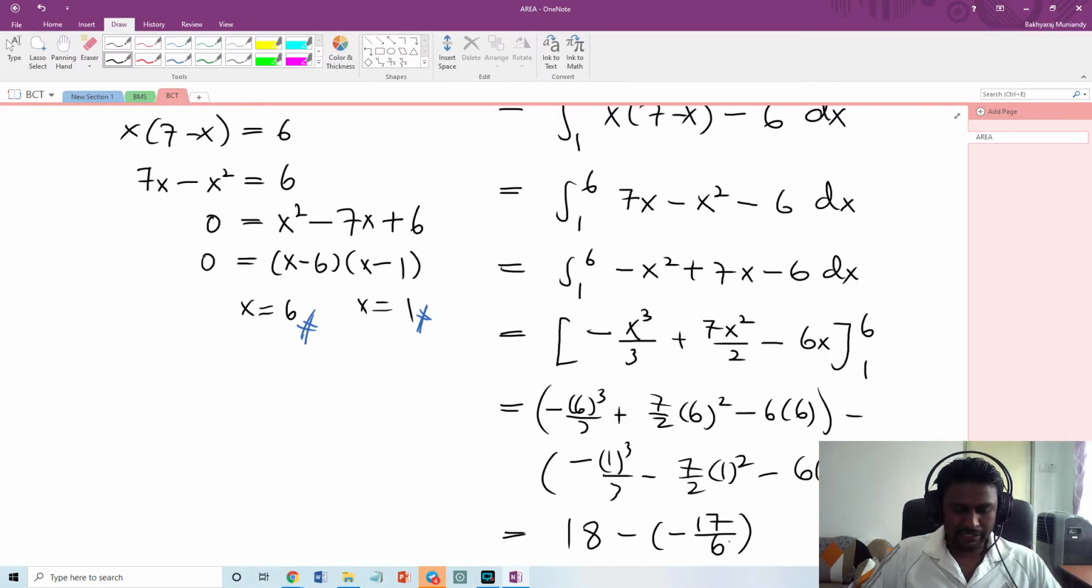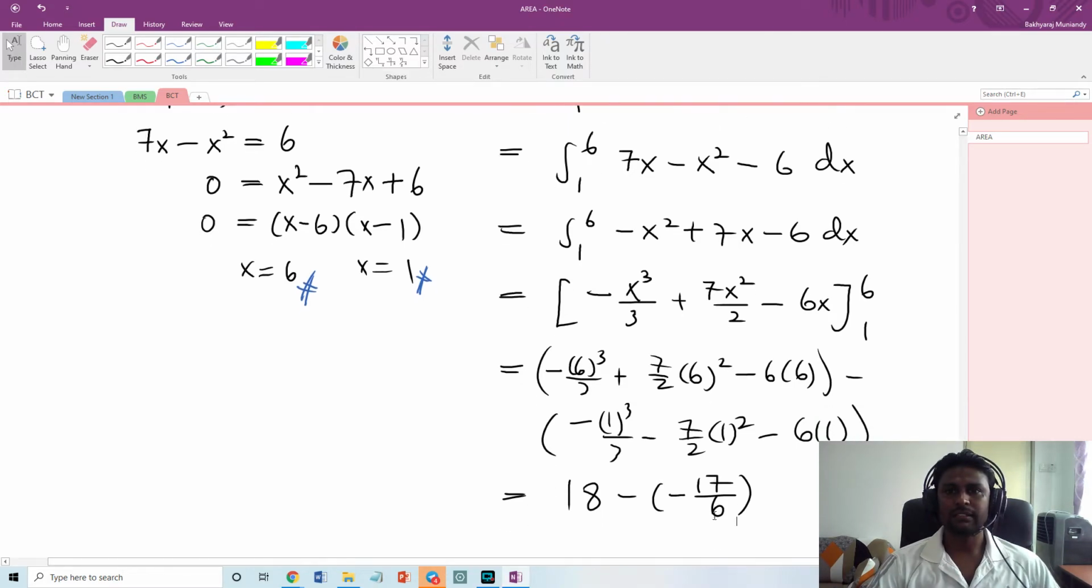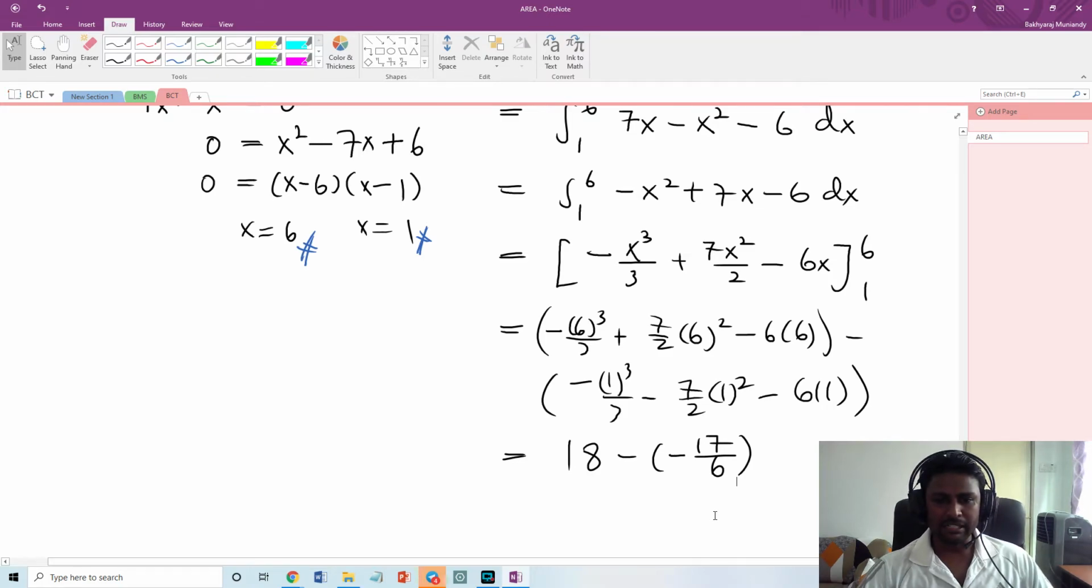So 18 plus 17/6, and so last answer we change it to decimal. Okay, what is our decimal answer? Equal? Yeah, correct. 20.83 unit square. So this is our last answer.